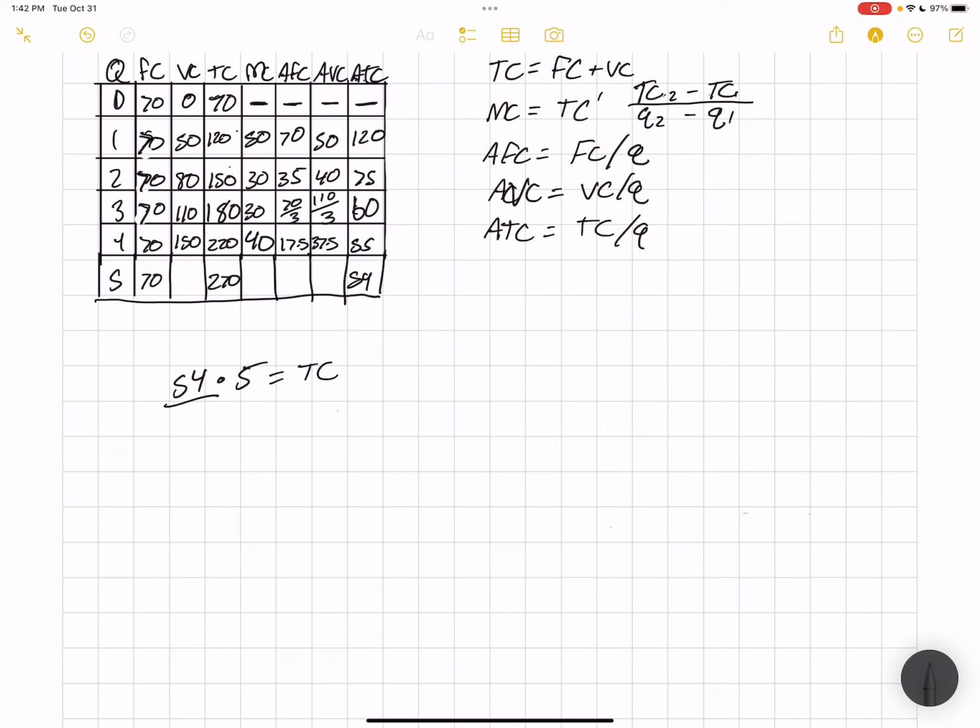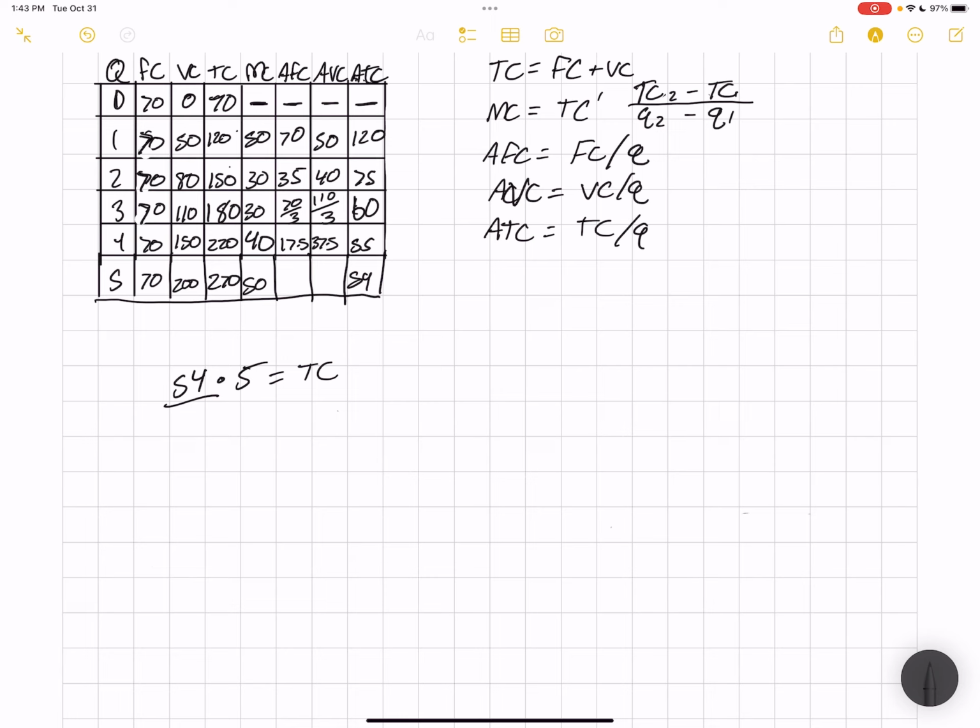Our total cost minus our fixed cost is our variable cost. So 270 minus 70 is 200. So that gives us a variable cost of 200. And then MC, marginal cost, is going to be the difference between 270 and 220. 70 minus 20 is 50.